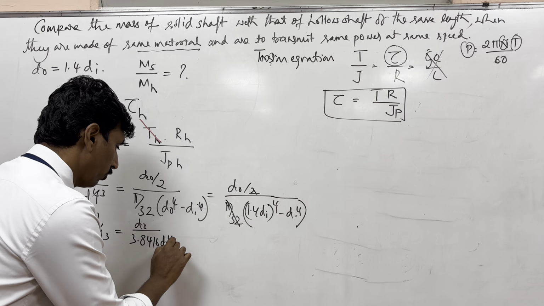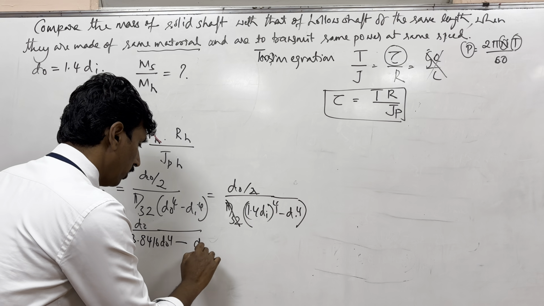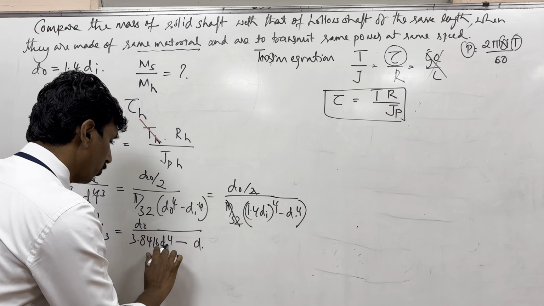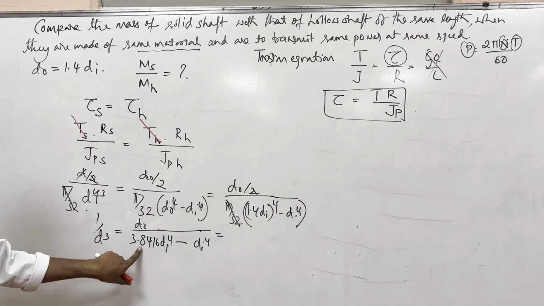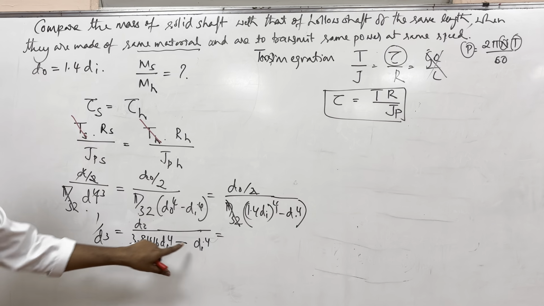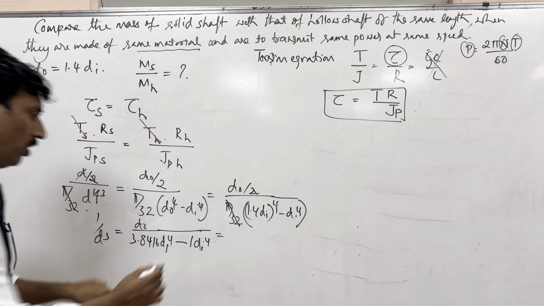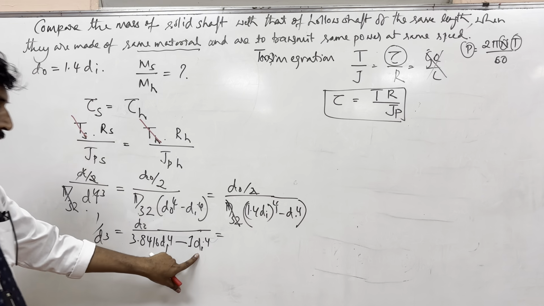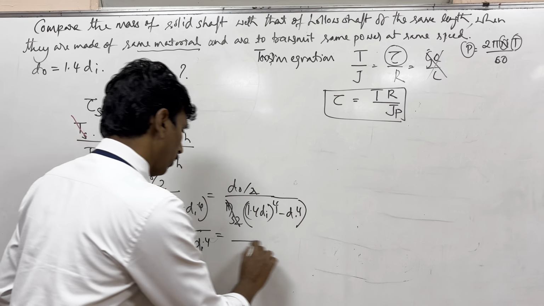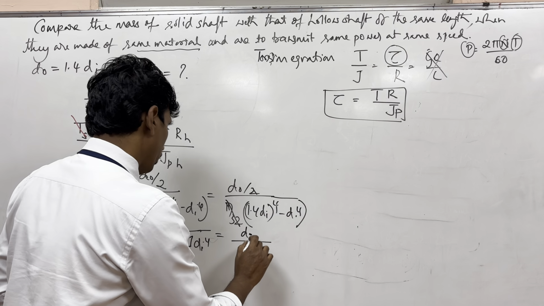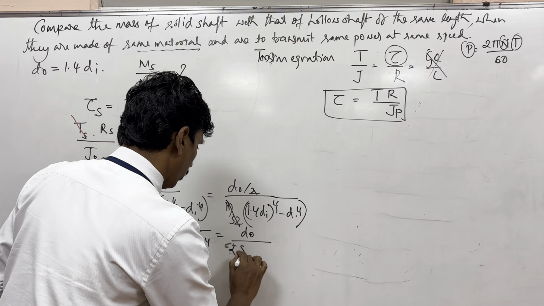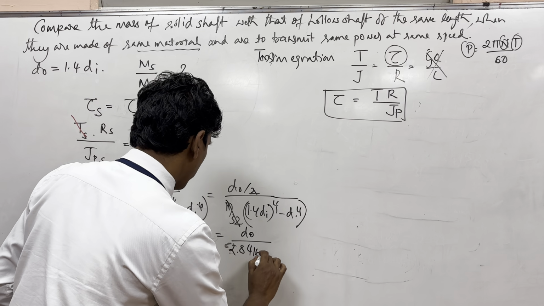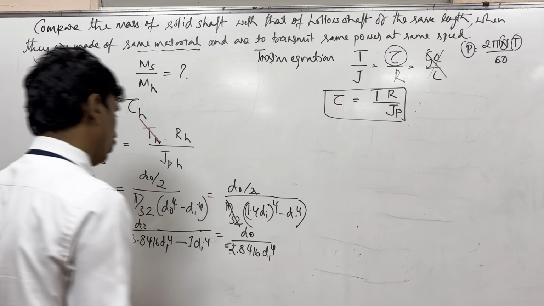3.8416 d naught to the power of 4 minus di, sorry, this is di to the power of 4 minus di to the power of 4. So what is the value now? I can write it as 1 di to the power of 4 basically. So this becomes d naught divided by 2.8416 d to the power of 4.